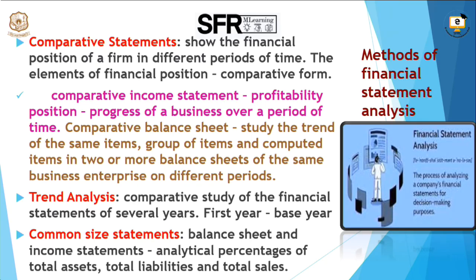Next we have to prepare common size statements. Here also we have to prepare a common size income statement and a common size balance sheet. The common size income statement is shown as a percentage of sales to show the relation of each item to the sales. Here total sales is taken as 100, and in the common size balance sheet, total assets and total liabilities are taken as 100 for percentage purposes.